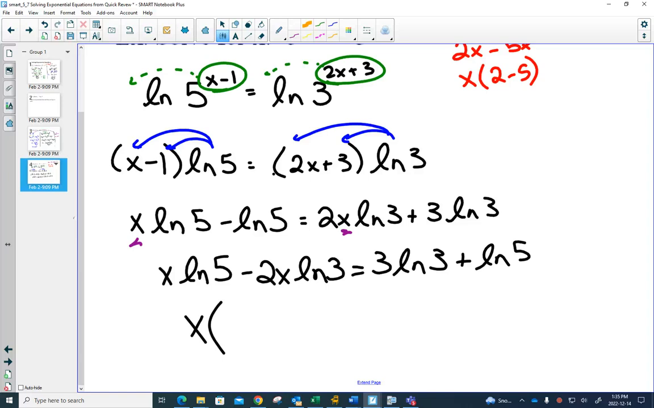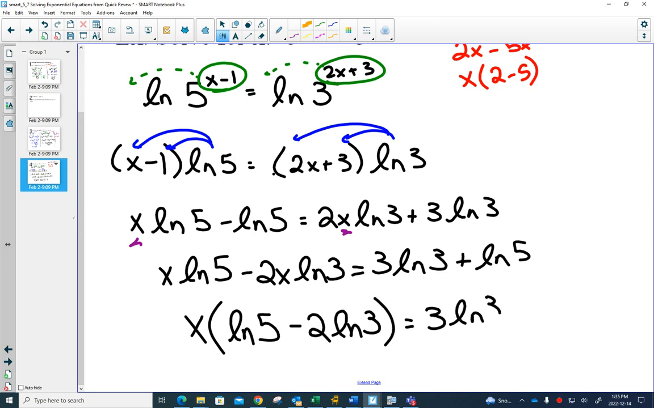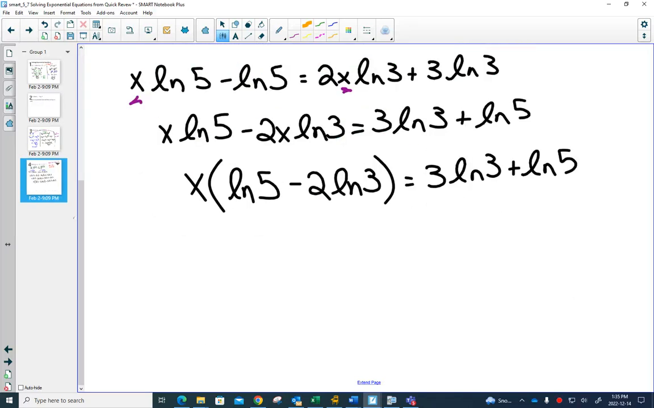You can take an x out of this side. If I take an x out of this first term, can you see that what would be left would just be the natural log of 5? If I took an x out of the second one, I'd be left with the 2 and the natural log of 3. The x would be gone. It's equal to. Now that is a number, and what's in the bracket on the left is a number. Though we don't know really what that number is, we can get x by itself by dividing.